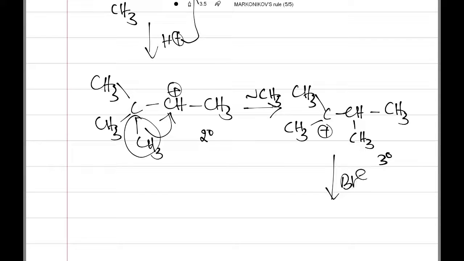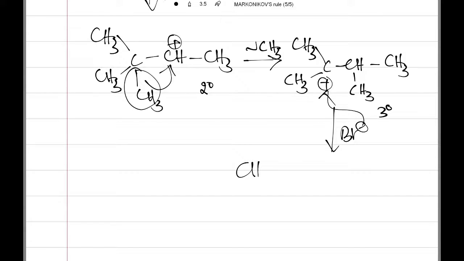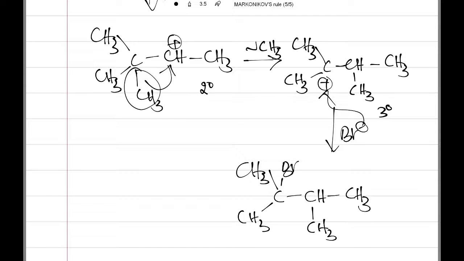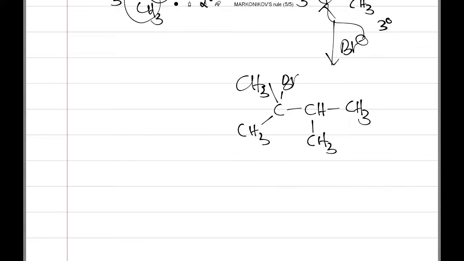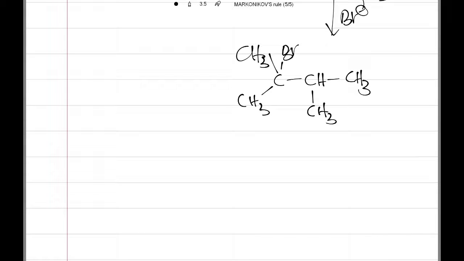Now the bromine is attached to this carbon, and the product is this one: CH3, C, CH3, Br, next CH, CH3, and CH3. Okay, right. Next, I am taking one more example. Look at this example carefully. I am taking a 4-membered ring.